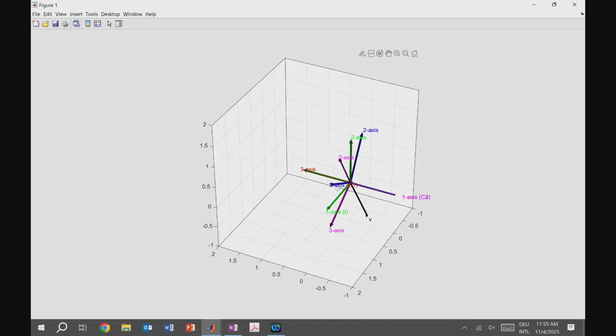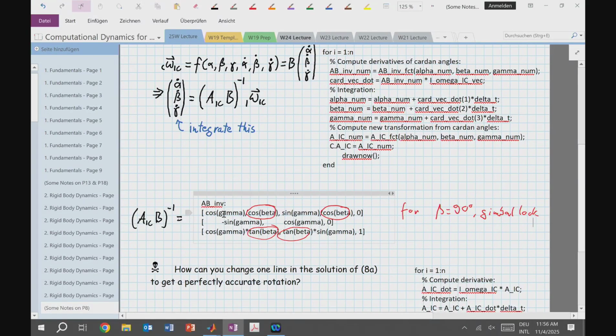In this situation, I can only rotate about this axis and sort of that axis, and I cannot rotate about any axis that's perpendicular to these two. So that's where I lose a degree of freedom. This is what's called gimbal lock, which numerically manifests itself here.